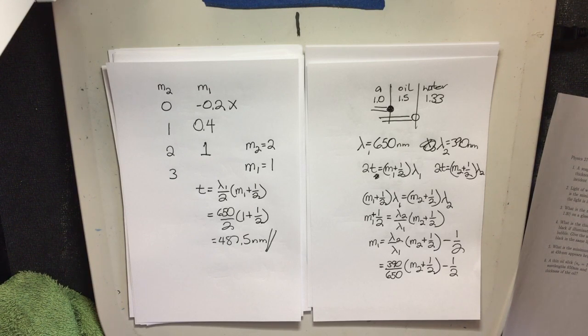Thinking about this, this one wouldn't be it because M1 is zero. This one couldn't be it because M1 is a fraction. Values other than integers are not allowed for M.